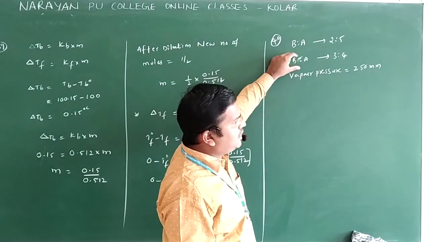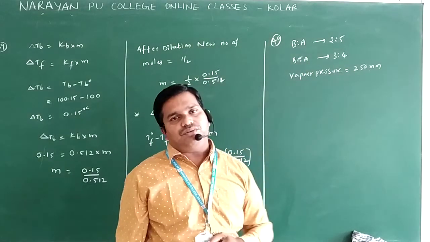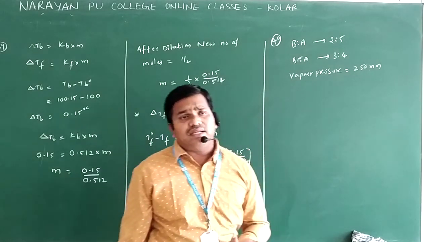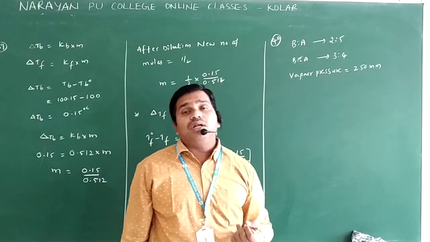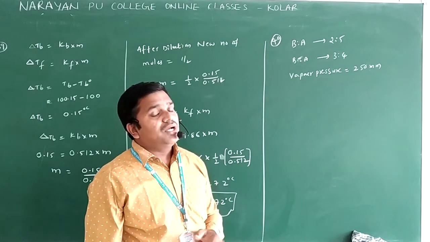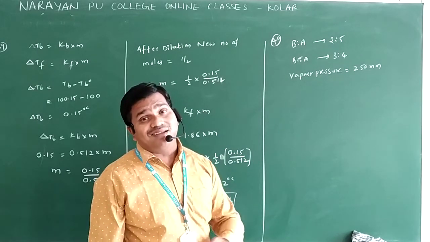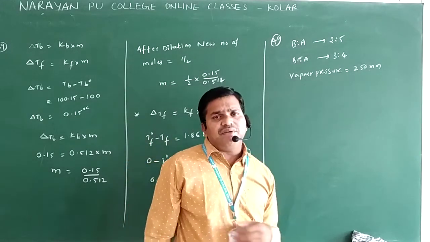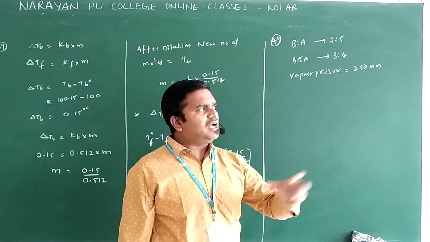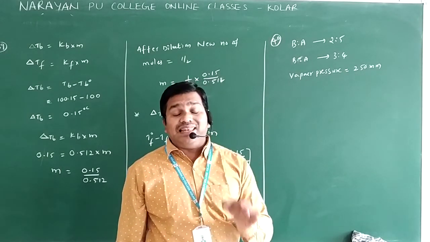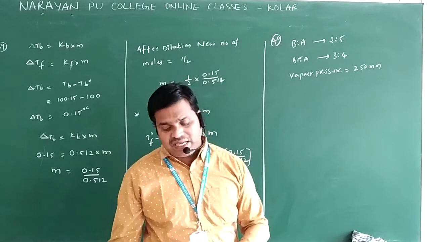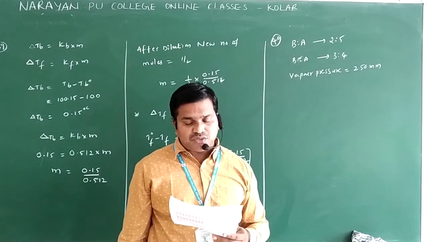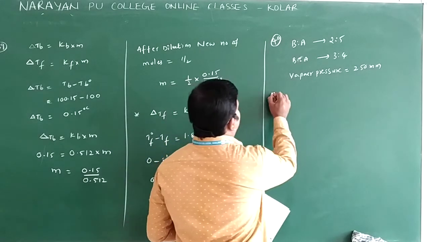So generally how do we get the ratio? We want to add a non-volatile solute. When a non-volatile solute is added to a volatile solvent, what happens? You know the concept: the vapor pressure of the solution decreases. Initially the vapor pressure given is 250, so the answer will be less than 250 only. Let us see the options: first option 200, next 250, next 350, next 400 only. Clear?